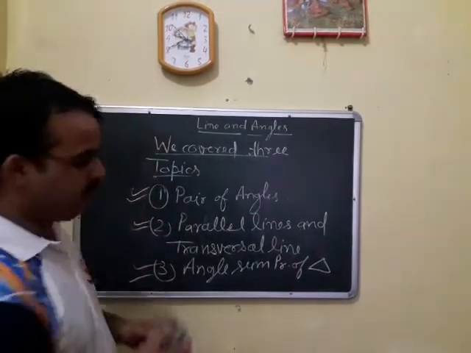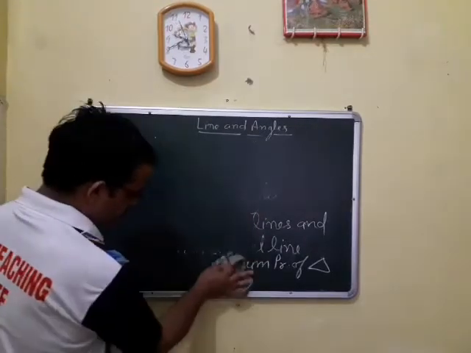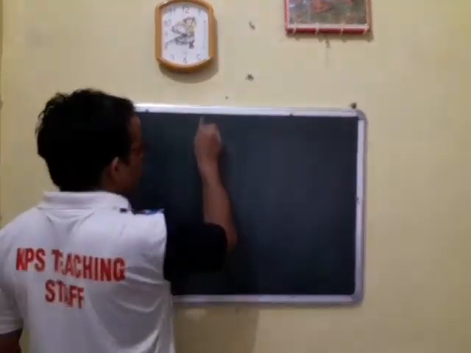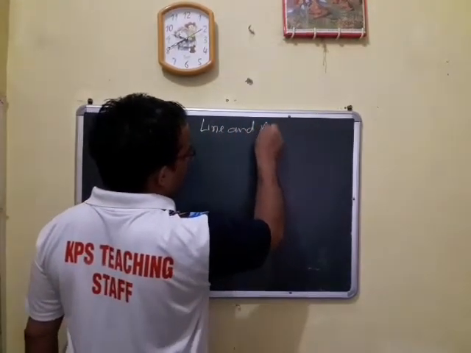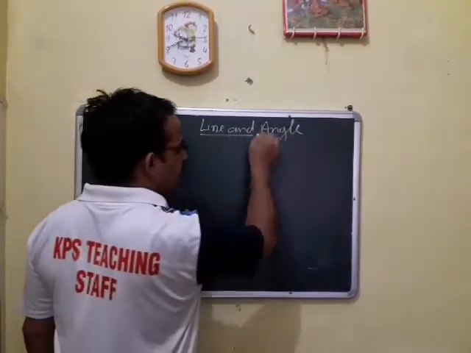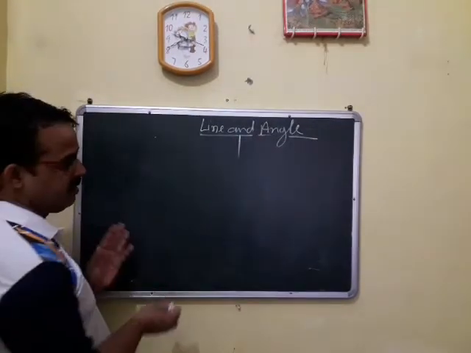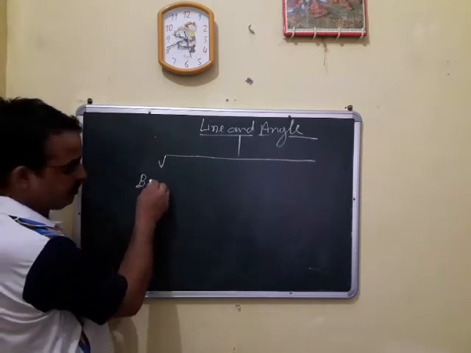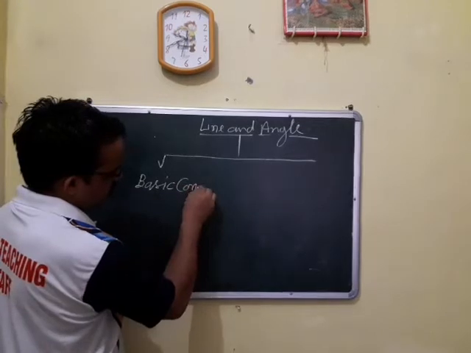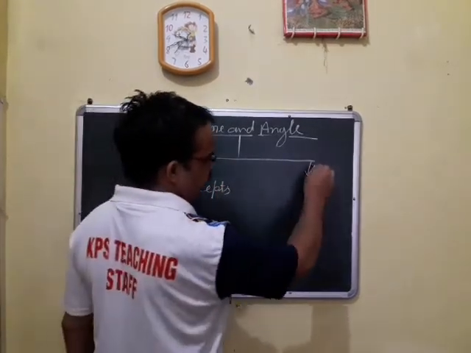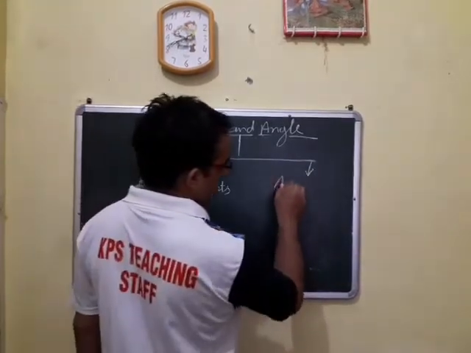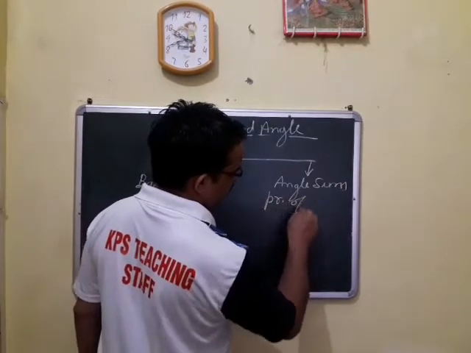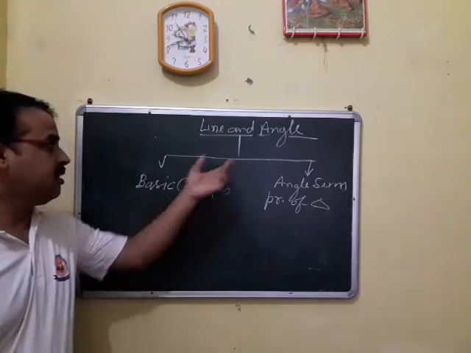Clear? Now let us see line and angles. In line and angles, we discuss the topics divided in two parts. First we know the basic concepts, and second point we discuss is angle sum, property of triangle. Clear?